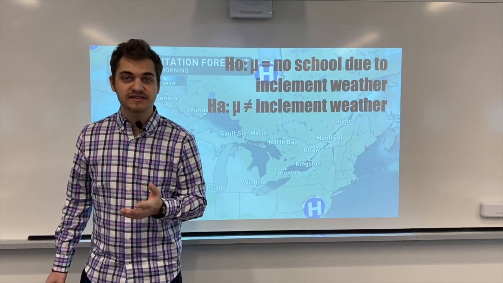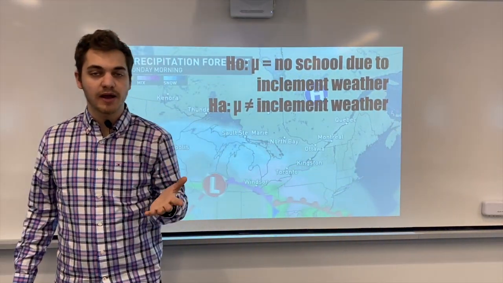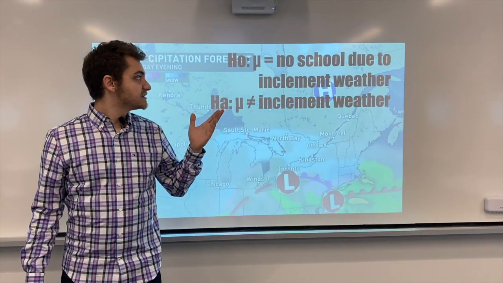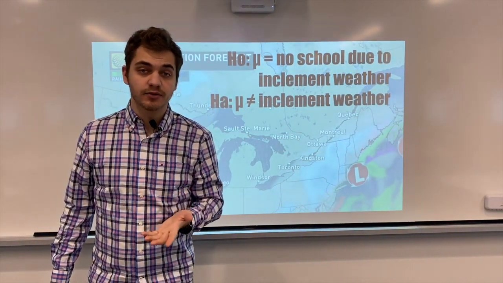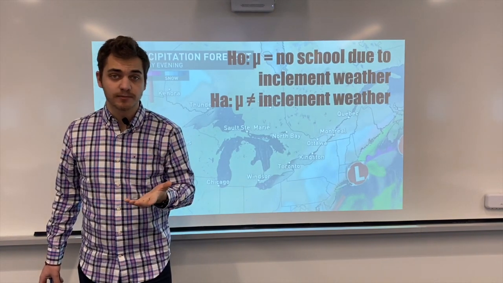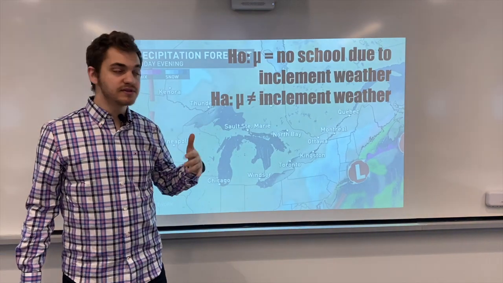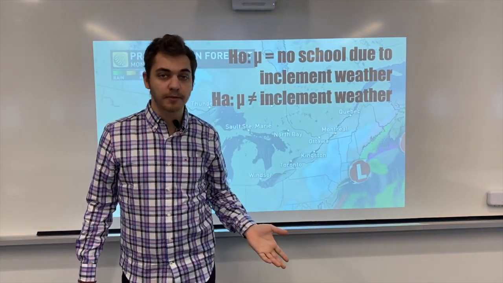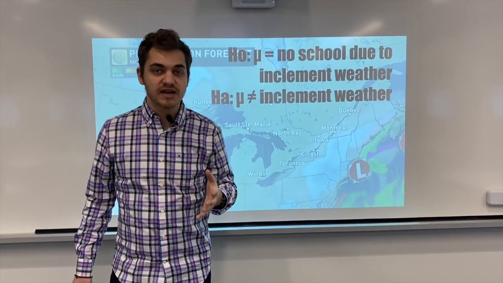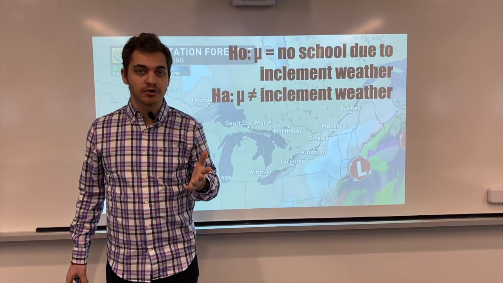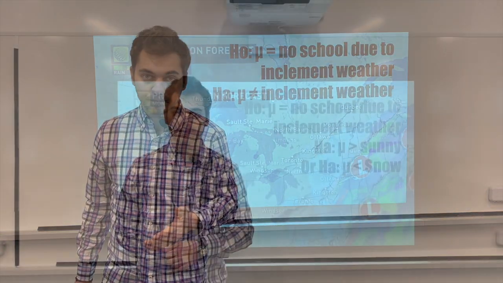Now, in the example, I had two parts. The first part is H0, which is the null hypothesis. In this case, there's no school due to inclement weather. But that is the fake news, which is usually rejected. The actual news is HA, or the alternative hypothesis: mu is not equal to inclement weather. In this example, I'm looking at a two-sided test, which means I don't really need to know if it's lower or higher. I just need to know that it's different.